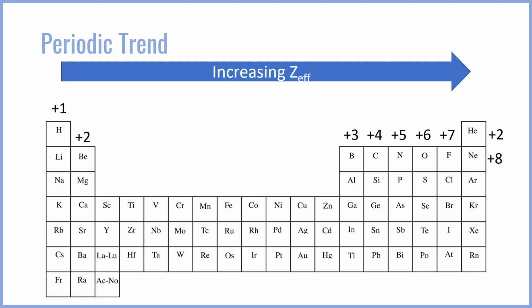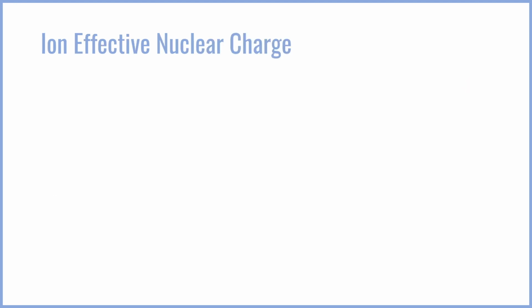Notice that with our approximation, the effective nuclear charge is equal going down a column. And this is actually evidence for the fact that elements in the same group or the same column are going to have very similar chemical properties.